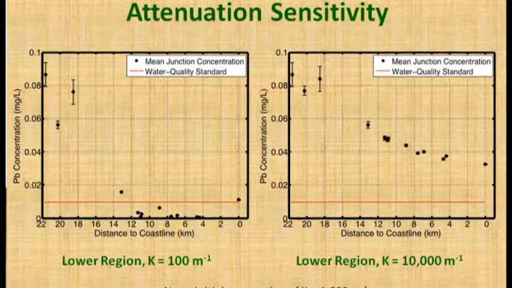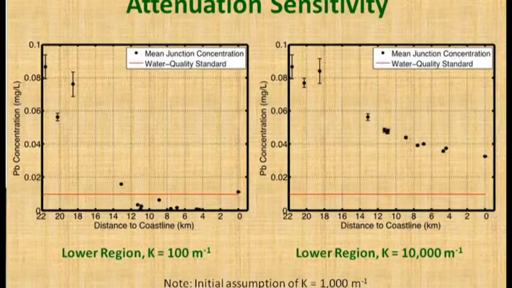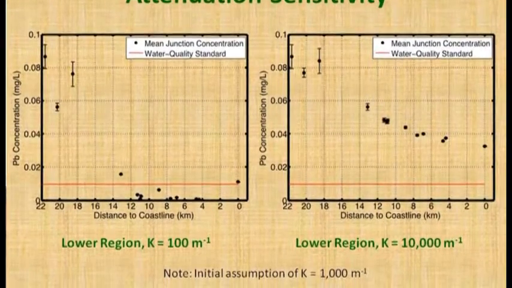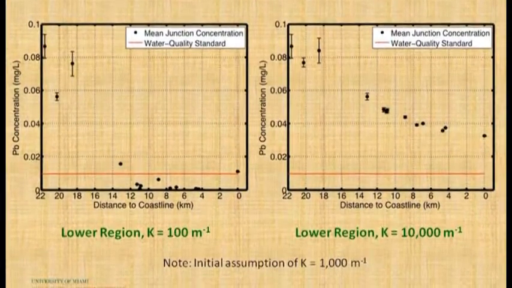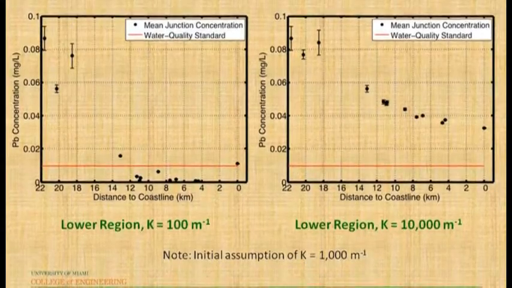I had mentioned earlier that there was an assumption about the attenuation factor. And this is just a sensitivity study to show that using different values of the attenuation factor still produces the same shape and still produces the same junctions of concern. So that validates our assumption.